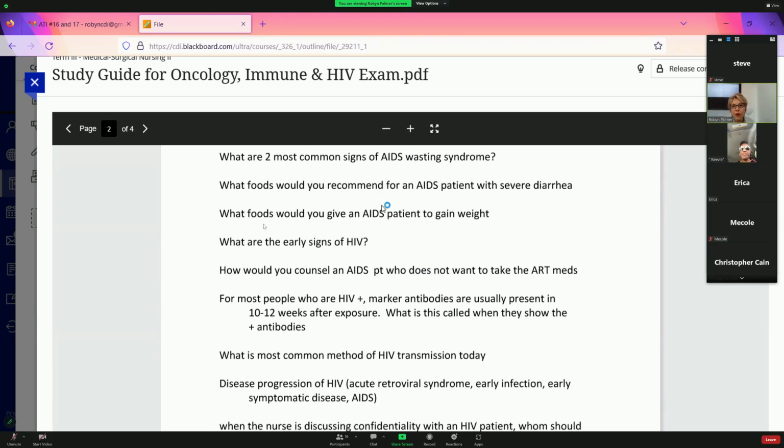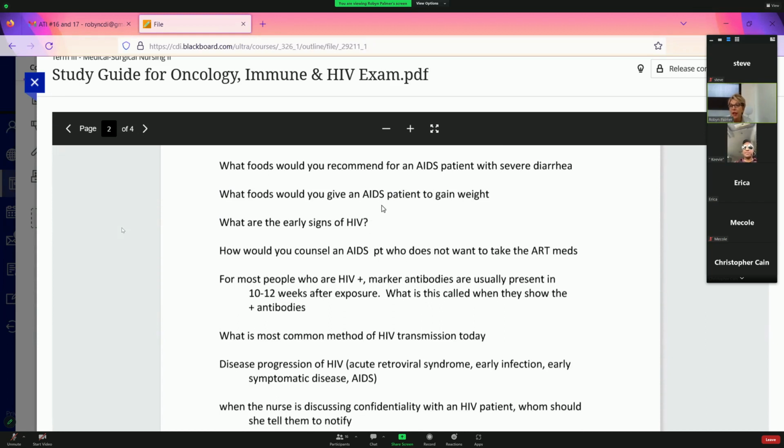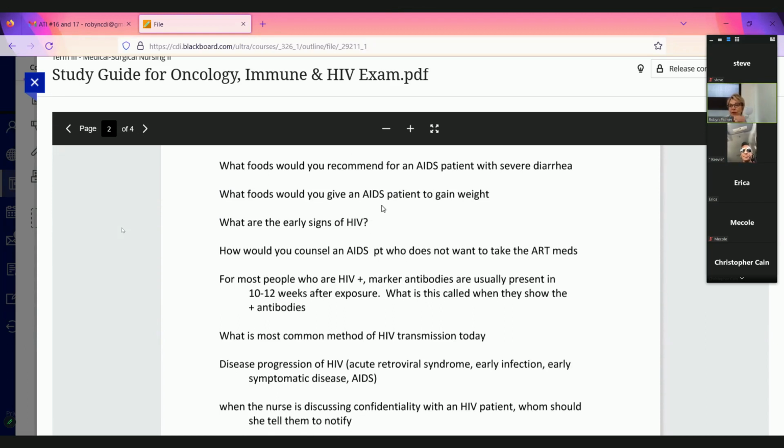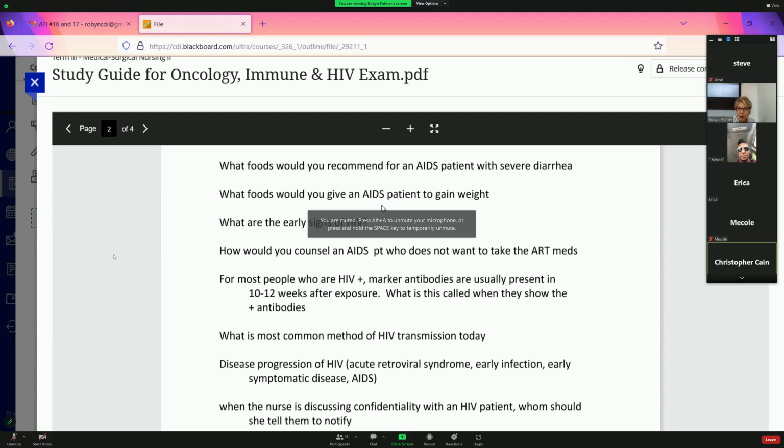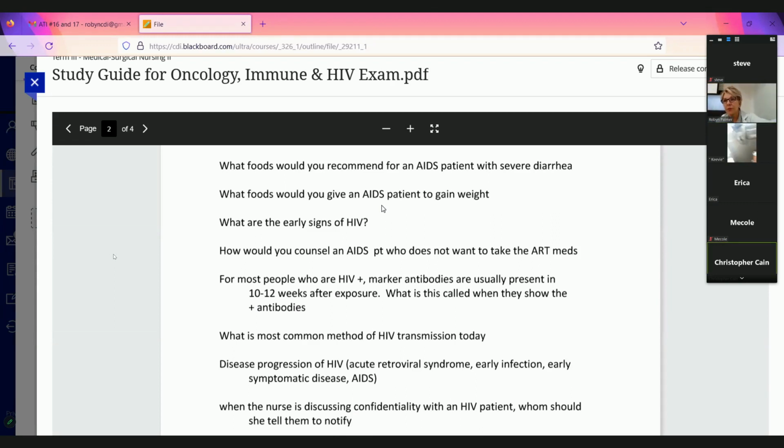What foods would you recommend for an AIDS patient with severe diarrhea? Would you give them raw vegetables or cooked vegetables? Cooked. Right, cooked. Would you give them Ensure or Coke? Ensure. Yeah, that's kind of common sense.